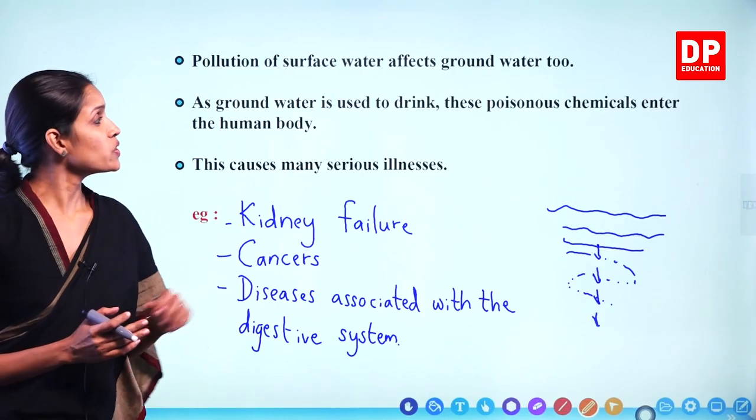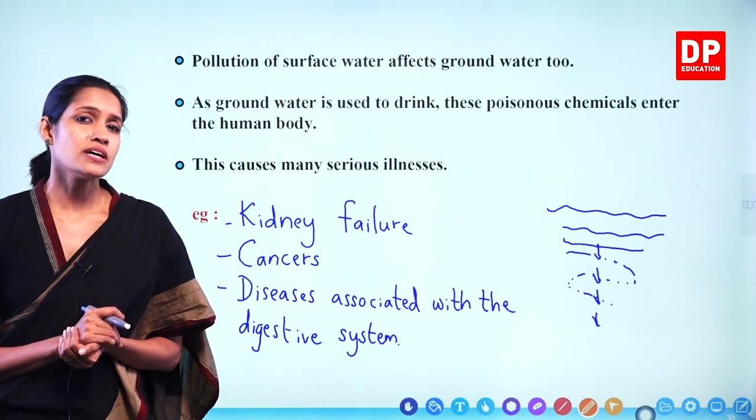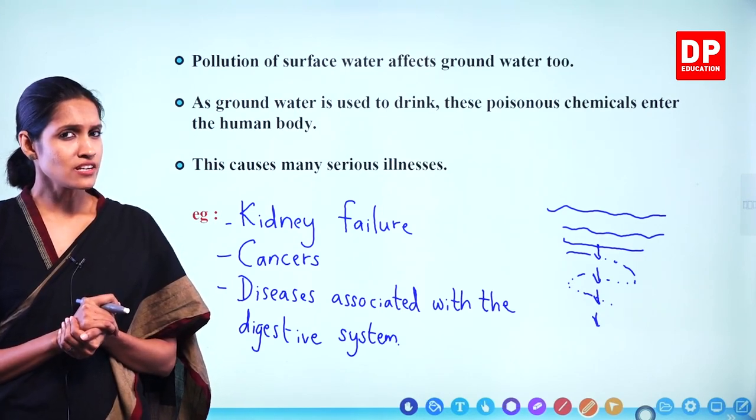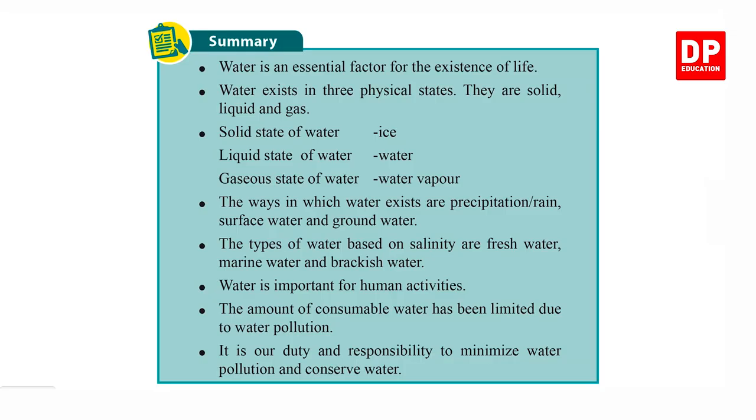Right, children? So in this way, we have come to an end of this lesson. So what are the things we learned in this lesson, children? We are going to see the things we learned in the summary. So this is the summary of the lesson. Water is an essential factor for the existence of life. We learned that animals and plants, we need water to live, to survive, right?